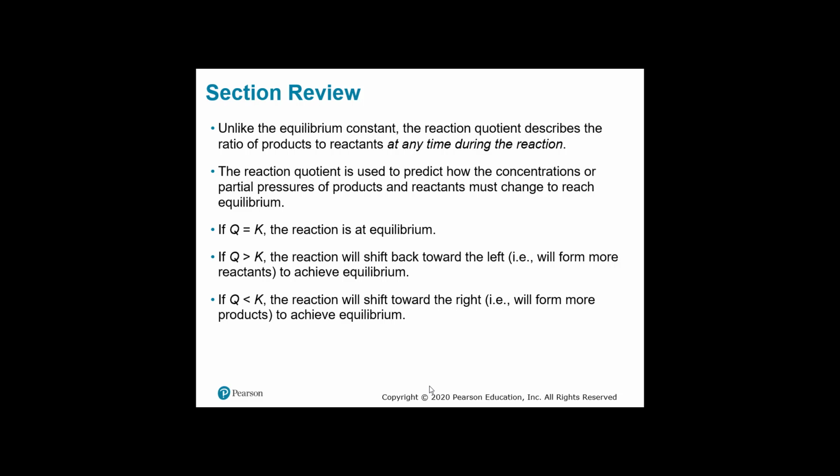If the equilibrium constant is equal to the reaction quotient, the reaction is at equilibrium. If Q is greater than K, then the reaction will need to shift back to the left because it made too much product and it needs to get back down to match the value of the equilibrium constant. And if Q is smaller than K, then the reaction hasn't gone far enough and it's got to keep going towards the right to achieve equilibrium.